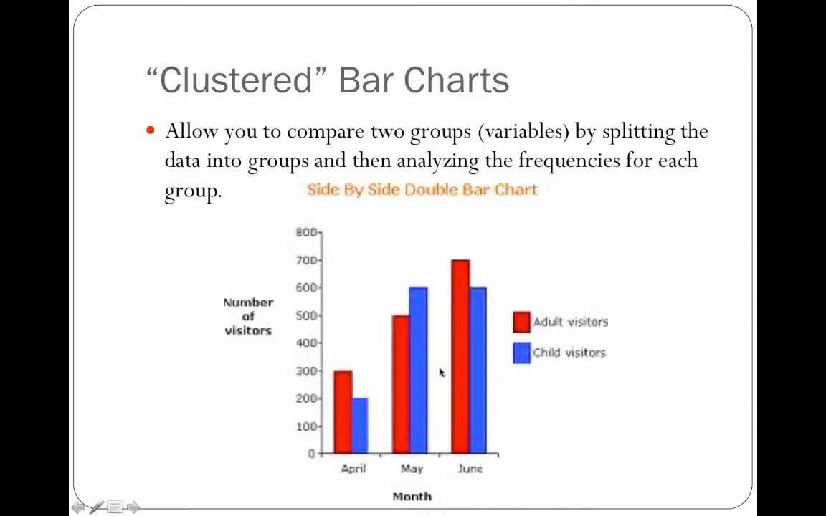So in April, you can see that there were more adult visitors than there were child visitors. But in May, we have a flip where there are now more child visitors than adult visitors. So clustered bar charts really help you to analyze or view more than one variable at a time. So if you're trying to divide things maybe along lines of race or sex or social class, a clustered bar chart will allow you to make those comparisons. And so they are very helpful for that.